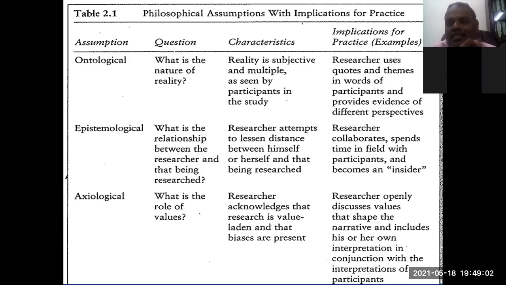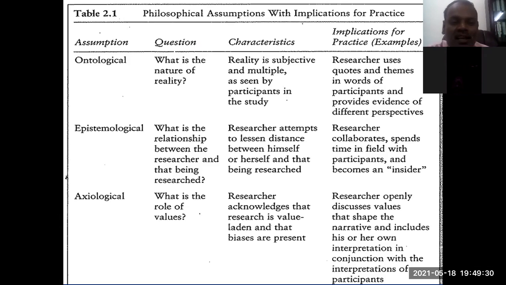So the implication for your research: the researcher uses quotes and themes in the words of participants and provides evidence of different perspectives. You need to use the same language used by the people themselves, because if you change that language, then it will make a different meaning. So it is better to use the same language people use. That is the practice you need to follow.